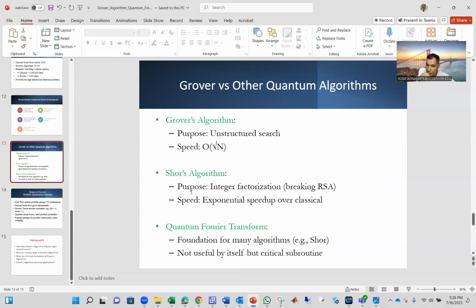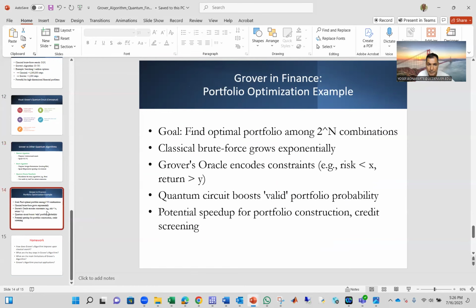Shor's algorithm's purpose is integer factorization. This is another algorithm, with exponential speedup. The quantum Fourier transform is the foundation for many algorithms, not useful by itself, but critical for Shor's routine. Grover's in finance: portfolio optimization, the goal being to find the optimal portfolio. Along with this, Grover, the oracle and the quantum circuit boost the probability of a valid portfolio and give a potential speedup.